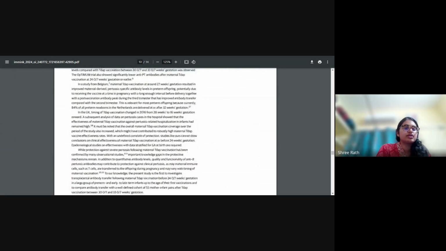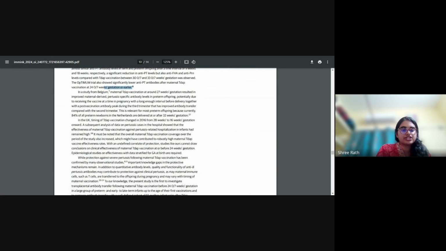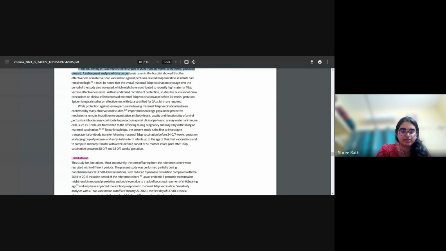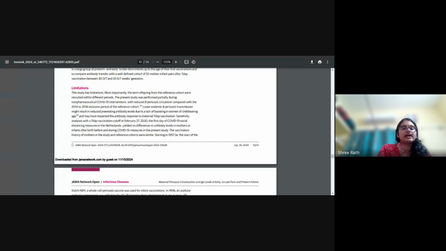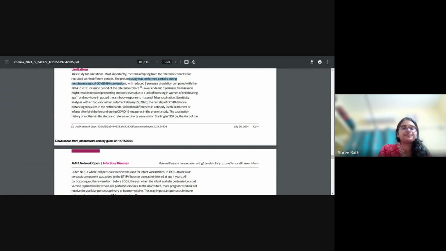Yeah, so in the study from Belgium, in the UK, something was observed. So all the past literature is summarized here. Then they have a small subheading of limitations. Limitations, they've highlighted that term offsprings were recruited during different periods, and this study was performed during COVID time.